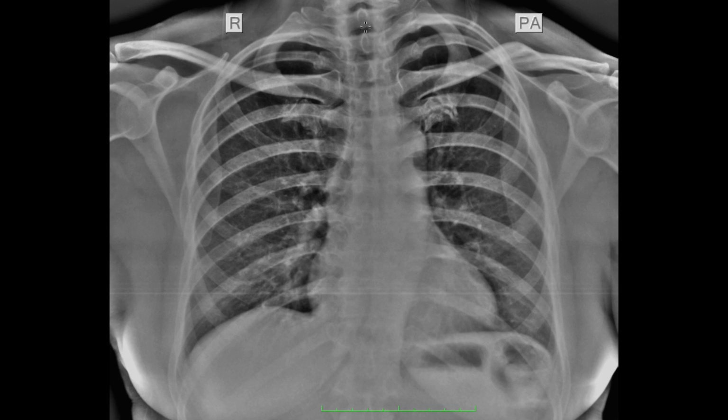Then the lumen of the trachea, the tracheal air column, should be uniform in caliber with the width of around 25 millimeters in males and 21 millimeters in females. Then there should be no intraluminal growth or foreign body. And then coming outwards, you look at the paratracheal stripe.